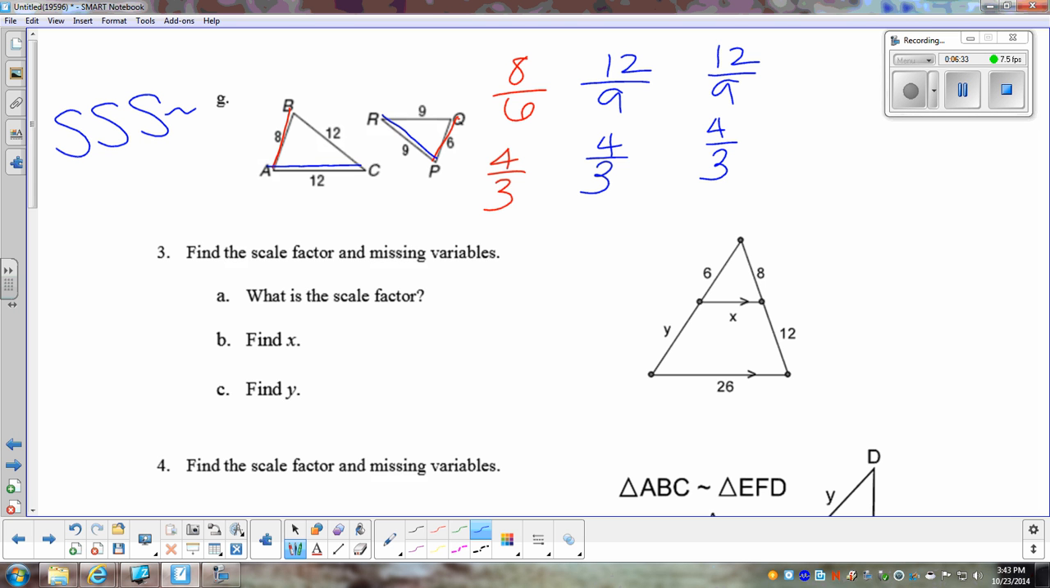So looking at number 2, just because all of ours on the review working did end up being similar, doesn't mean the ones on your test will always end up being similar. So make sure you are careful that you are looking for only side, side, side, side, angle, and angle, angle.